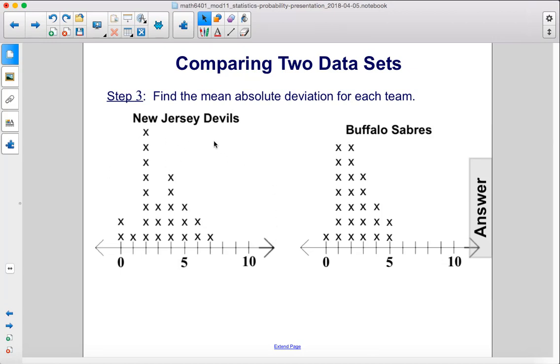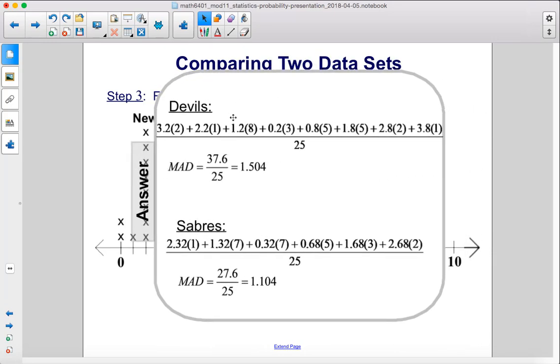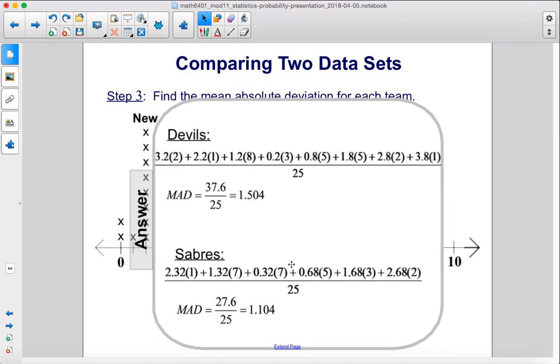Alright, so here's our original dot plots, but let's use the information from the tables in the previous slide. We have our absolute deviations, 3.2, 2.2, 1.2, and so on, and we have the number of times that they appear in the dot plot. So we do all this multiplication, we add them all together, we get 37.6, we divide by the number of entries, 25, and that gives us an answer of 1.504, and we do the same thing for the Sabres, and we get a mean absolute deviation of 1.104.